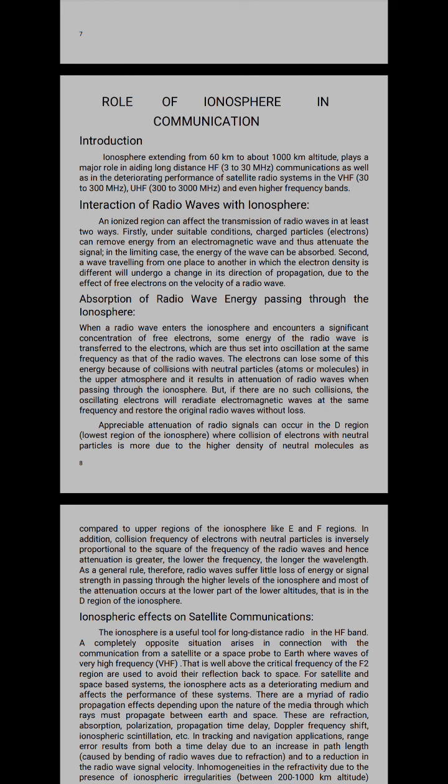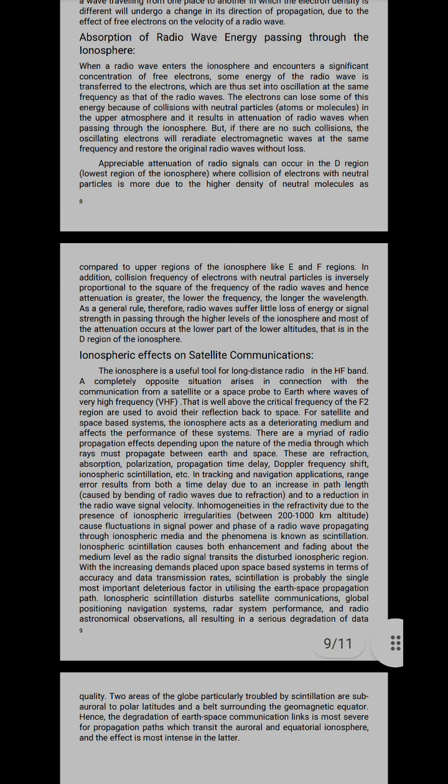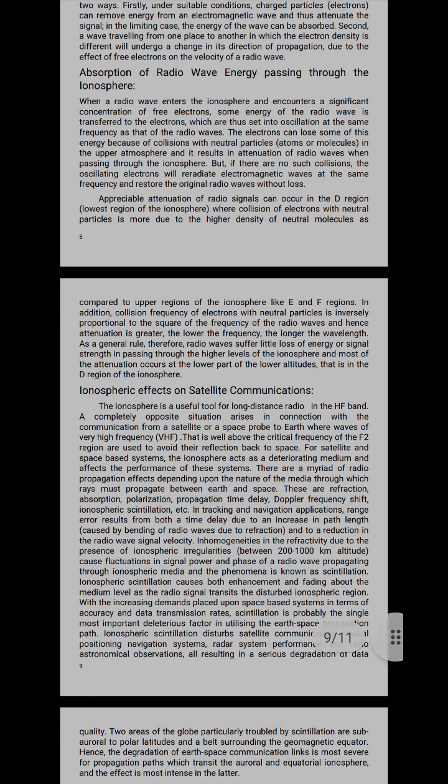Appreciable attenuation of radio signal can occur in the D region, where collision of electrons with neutral particles is more due to the higher density of neutral molecules as compared to upper regions of the ionosphere like E and F regions. In addition, collision frequency of electrons with neutral particles is inversely proportional to the square of the frequency of the radio waves, and hence attenuation is greater. The lower the frequency, the lower the wavelength. As a general rule, therefore, radio waves suffer little loss of energy or signal strength in passing through the higher levels of the ionosphere, and most of the attenuation occurs at the lower altitudes, that is in the D region of the ionosphere.